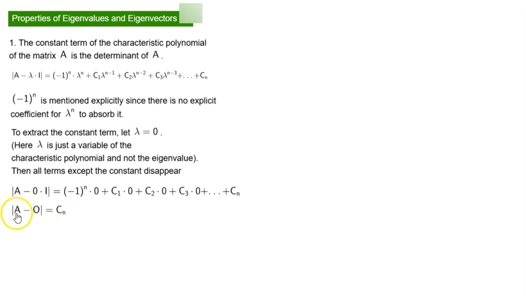And we are left with the determinant of A minus lambda, which has been taken as 0, times I. 0 times I is a 0 matrix. So the determinant of A minus the 0 matrix equals C sub n, which means A minus O, that is a 0 matrix, is nothing but the determinant of A equal to C sub n. So hence the constant term is equal to the determinant of A.